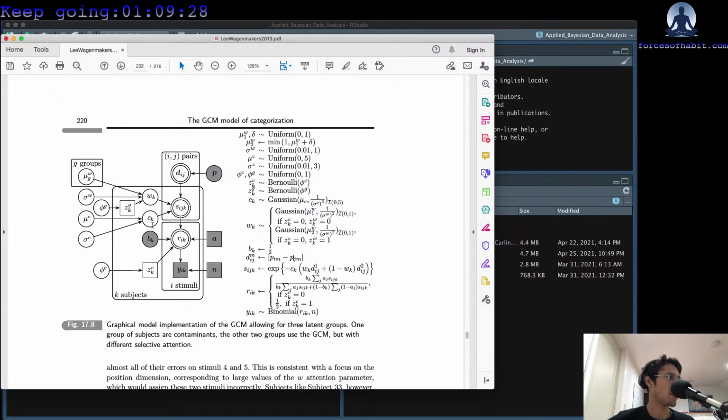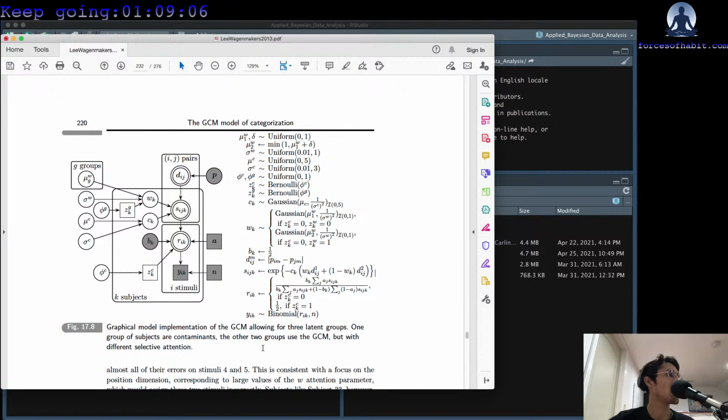So each subject still gets a weight. And this is Z for a given subject, but C. So each subject has 2 Z's: a Z with a subscript G and a Z with a subscript C. I think that one of these is supposed to identify contaminant subjects, and then the other is supposed to identify groupings.